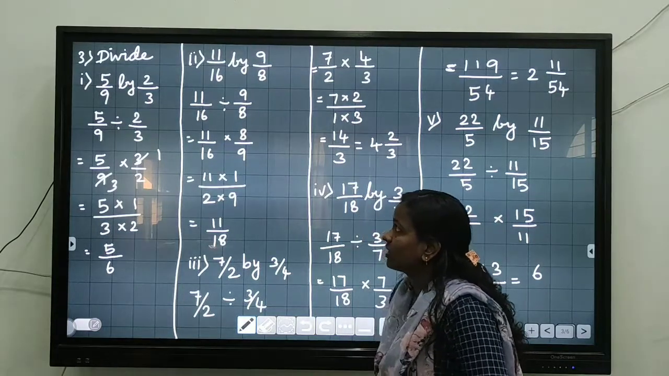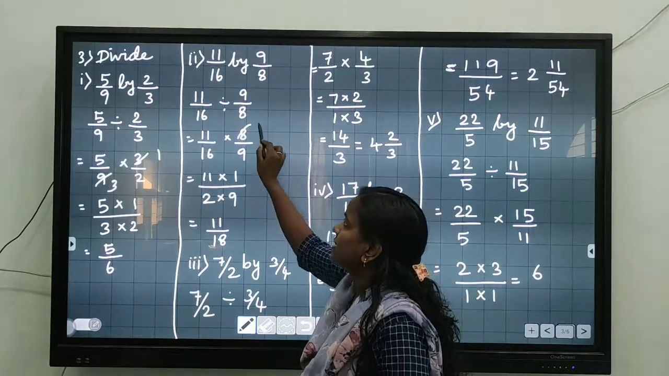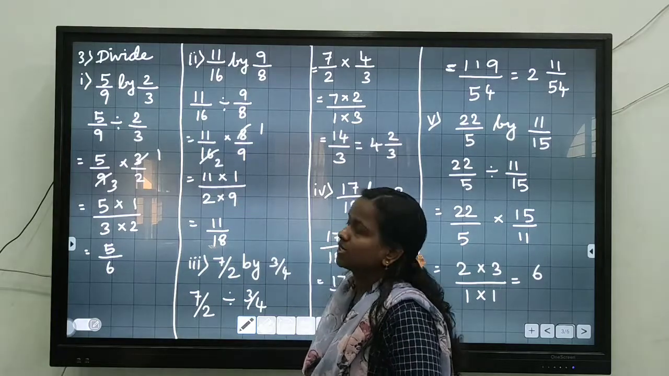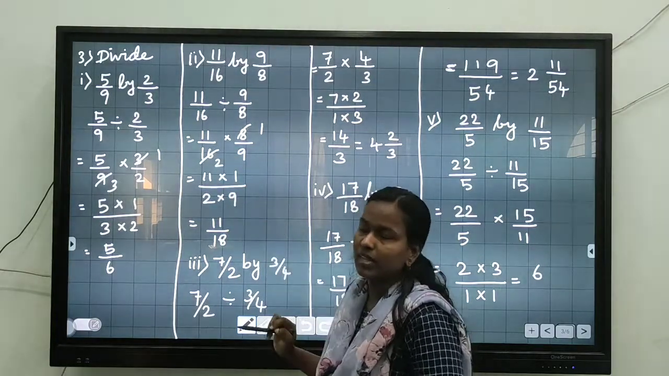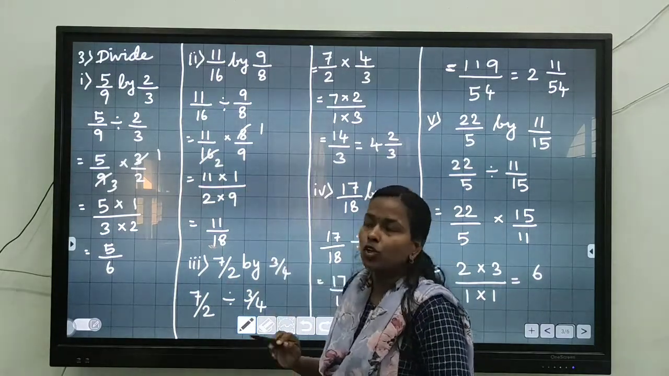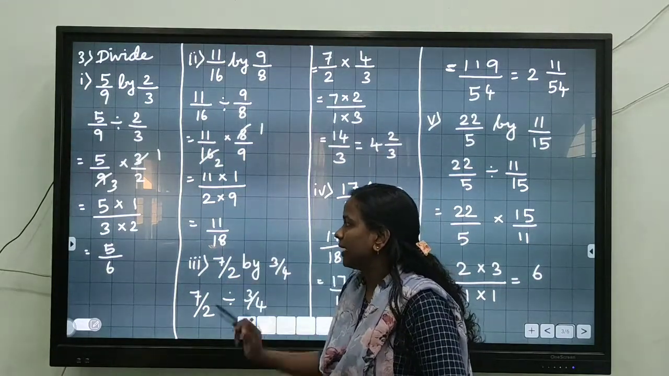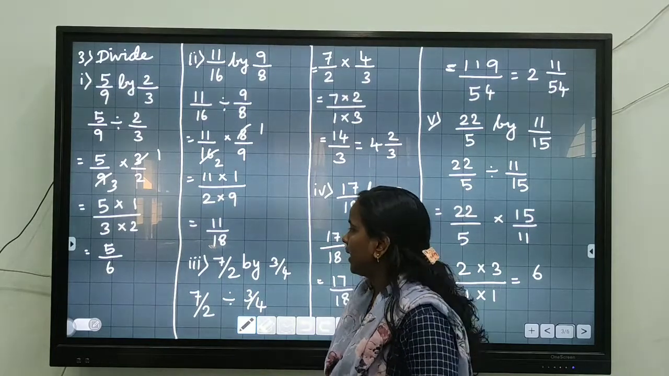Is there any common factor in this term? Yes. 1 8s are 8, 2 8s are 16. So 11 multiplied by 1 divided by 2 multiplied by 9. If you multiply numerator by numerator, you will get 11. 9 2s are 18. Your answer is 11 by 18.